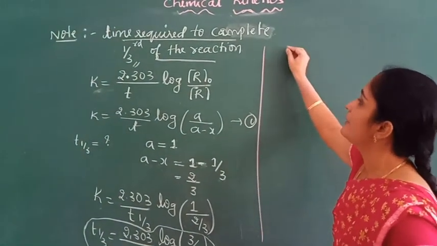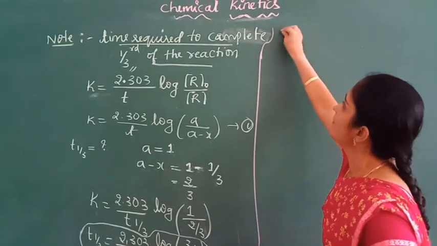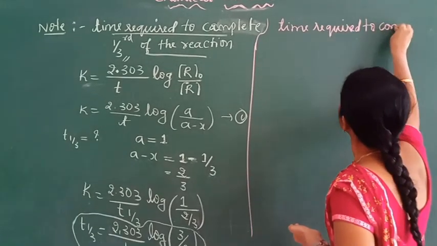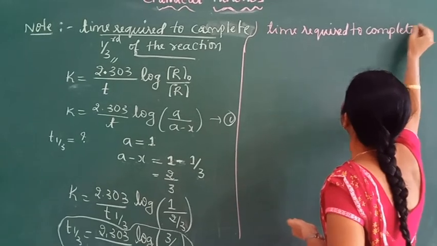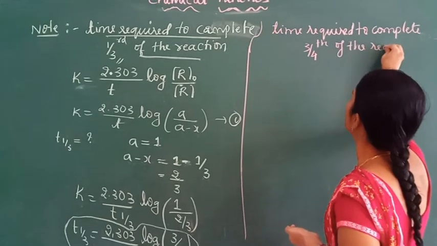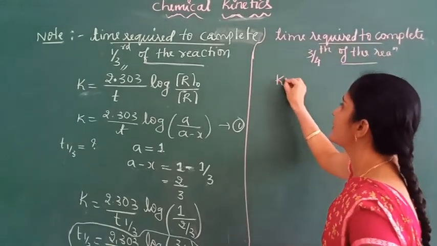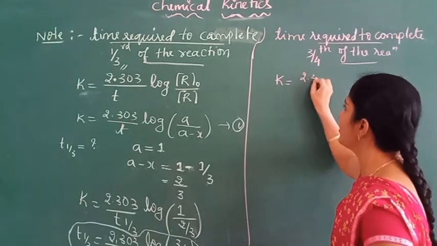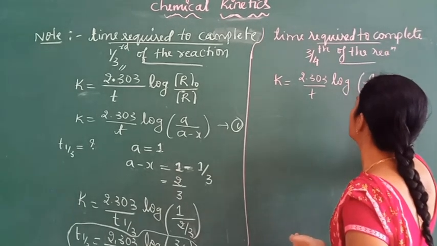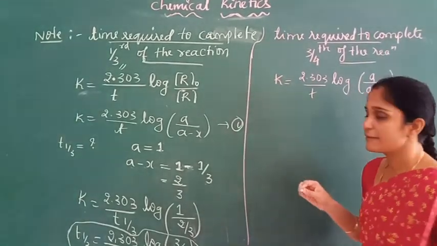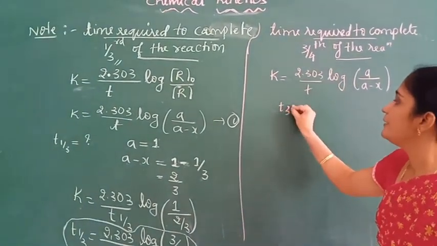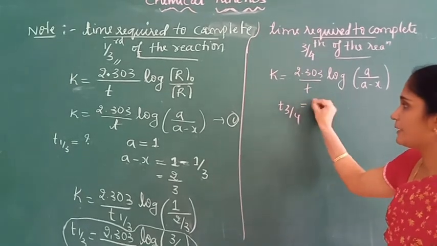Next, time required to complete 3/4 of the reaction. Here also the rate constant expression for first order reaction is 2.303 by t log of a divided by a minus x. So a is the initial concentration of the reactant and a minus x is the concentration of the reactant at any time. So here we have to calculate time required for 3/4 of the reaction. So t 3/4 equals question mark.